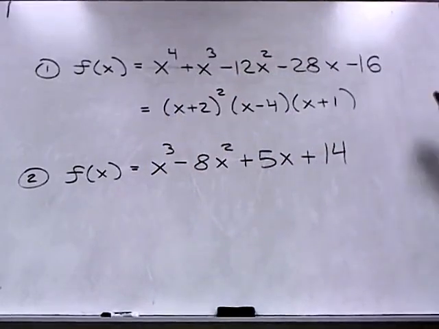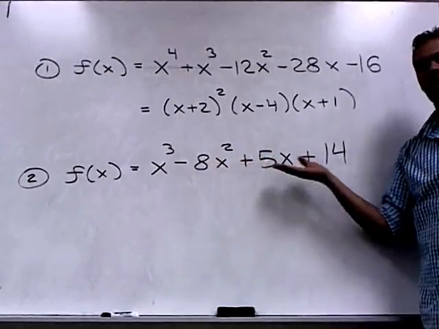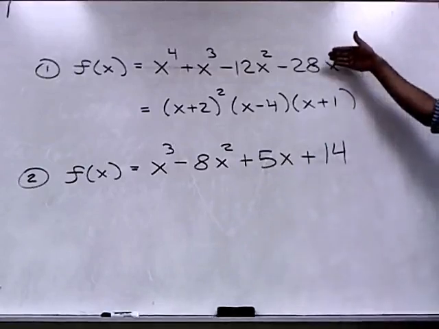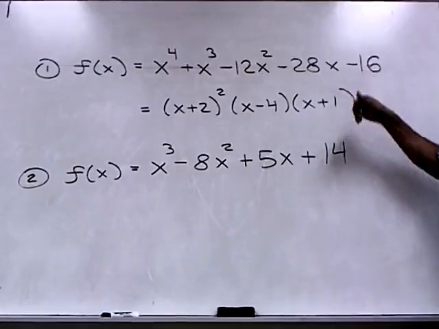So for both of these, give me a sketch. Follow the 4-step process. I'll give you one hint: grouping will not work here. All right? So number 1, you don't have to factor it. When you find the x-intercepts, you set the function to 0 and try to factor, well, it's already factored.